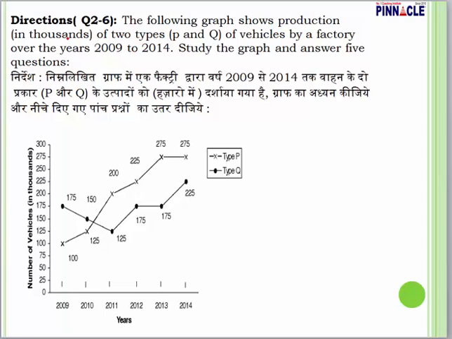Question number 2. This is a data interpretation question. Generally you will find 5 questions in data interpretation. The following graph shows production in thousands of two types, P and Q, of vehicle by a factory over the years 2009 to 2014. Study the graph and answer 5 questions. This is the graph: 2009, 10, 11, 12, 13, 14.